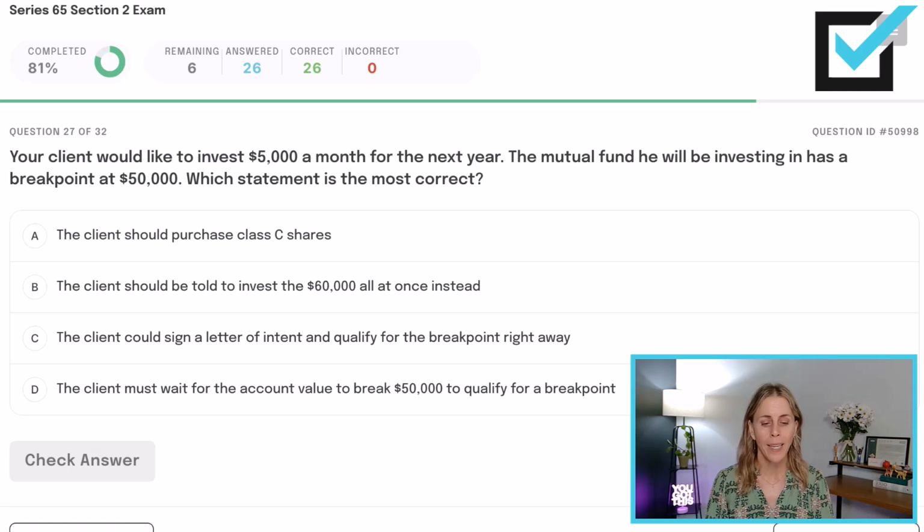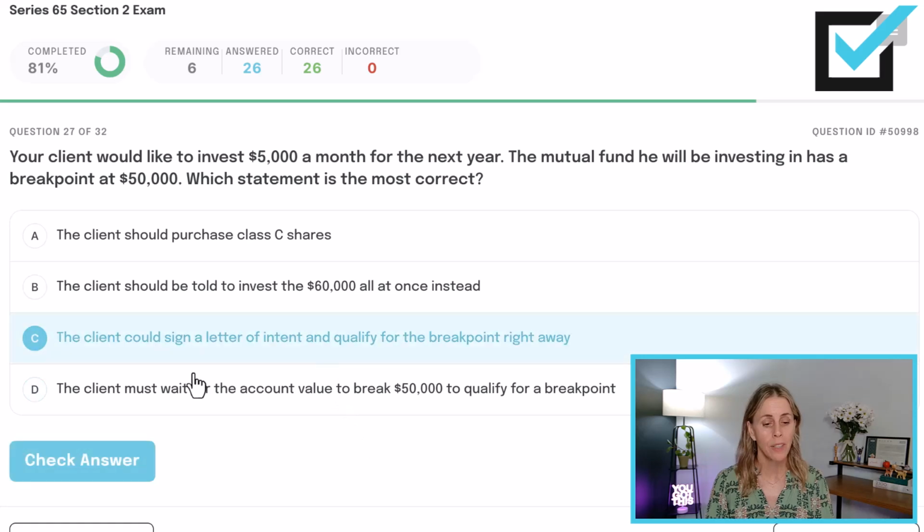The client must wait for the account value to break $50,000 to qualify for a breakpoint. $5,000 times 12 is what? $60,000, and a letter of intent is good for up to 13 months. So that is the best answer here. The client could sign a letter of intent and qualify for the breakpoint right away.